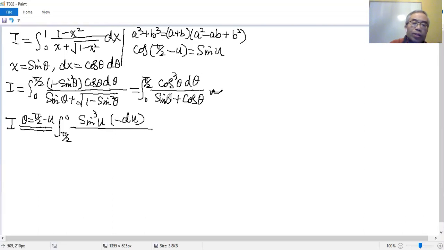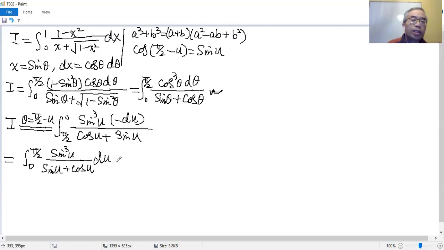For the bottom, we already know sine theta equals cosine u, plus cosine theta equals sine u. Now we flip the upper limit and the lower limit, so we get 0 to half pi. Here we should put a negative, but we already have a negative, so they cancel out. So we get sine u cubed over sine u plus cosine u du. The variable in a definite integral is just a dummy variable, you can change it to any other variable. So why not change back to theta? Then we get the integral from 0 to half pi of sine theta cubed over sine theta plus cosine theta d theta.